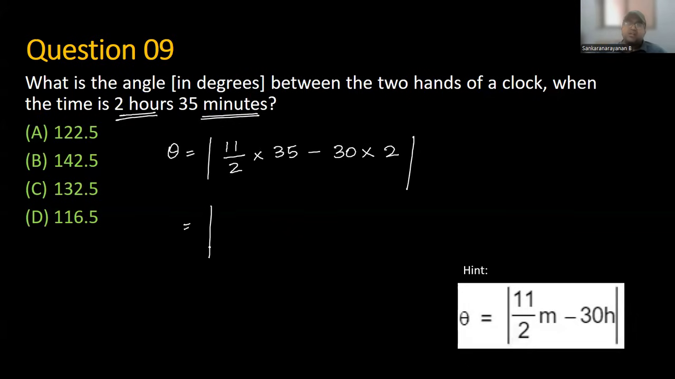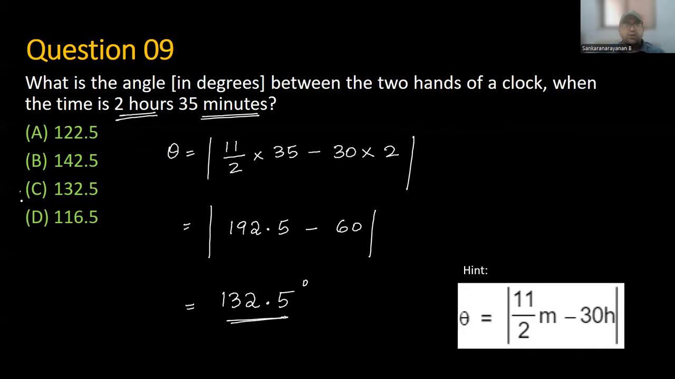And on calculation, we can see that this value will be coming as 11 by 2 into 35, when you do, this value will be coming here as 192.5, minus 30 into 2, that is coming as 60. You are taking the absolute value here, 192.5 minus 60, and that is coming as 132.5 degrees. Going by the options, I can see that option C reads 132.5. Option C is going to be my final answer.